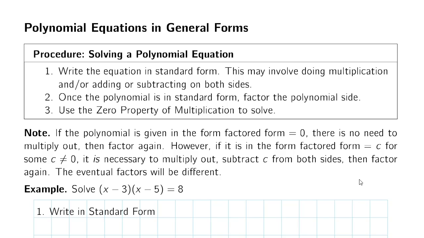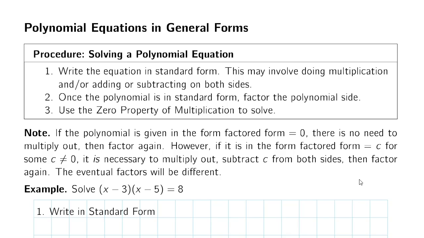property. If the equation is given to us in factored form, so a factored polynomial equals 0, we don't need to multiply it out and factor it again. However, if it's in the form a factored polynomial equals some number that is not 0, we do need to multiply it out. Why? Well, that zero property of multiplication is a very special property of 0.